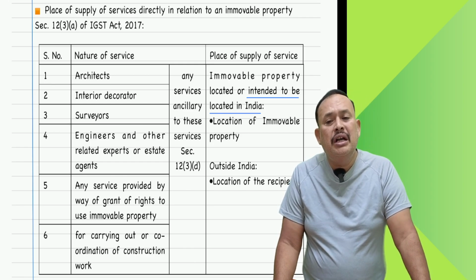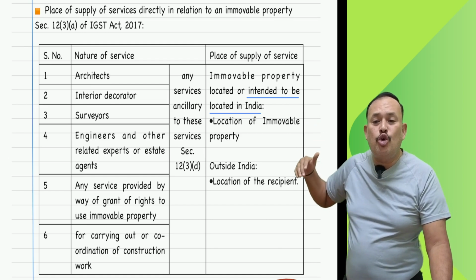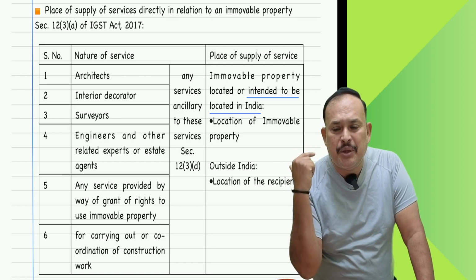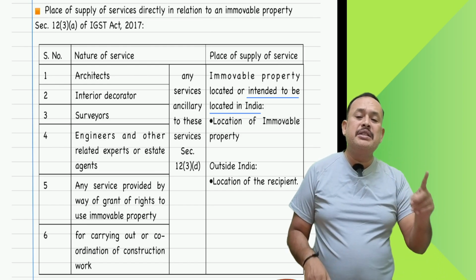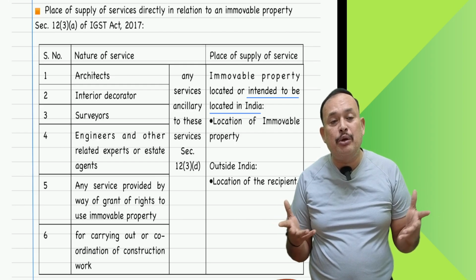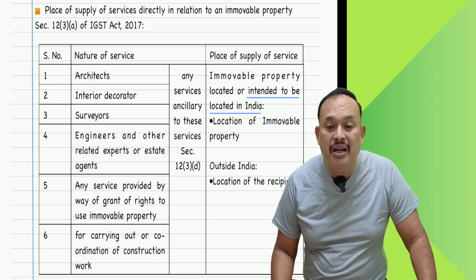If the property is located outside India, the place of supply goes to the location of the recipient. Who is the recipient? M of Mumbai. He is the place of supply. Location of supplier in Chennai, recipient in Mumbai, therefore interstate supply. Place of supply goes to Mumbai. Location of supplier in Chennai, interstate supply, liable for IGST.